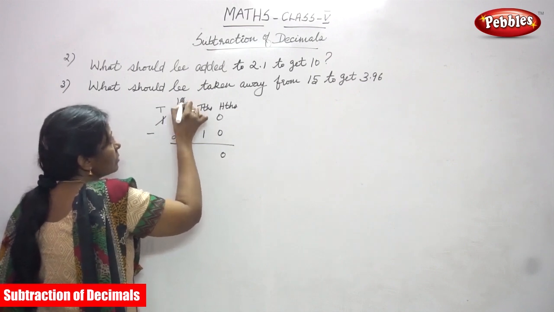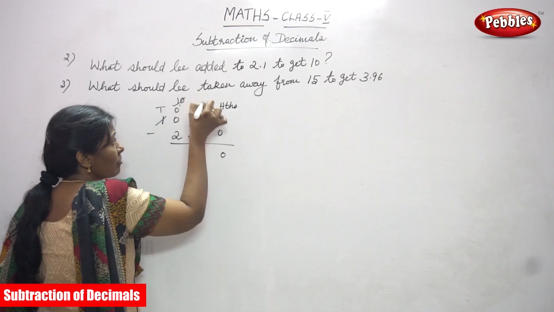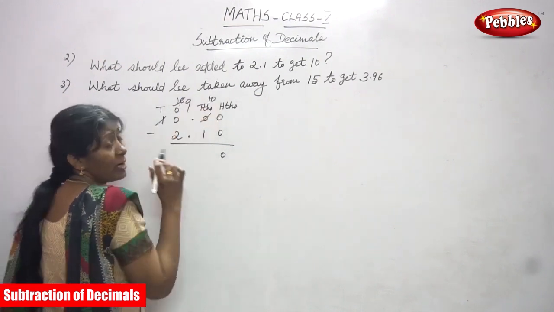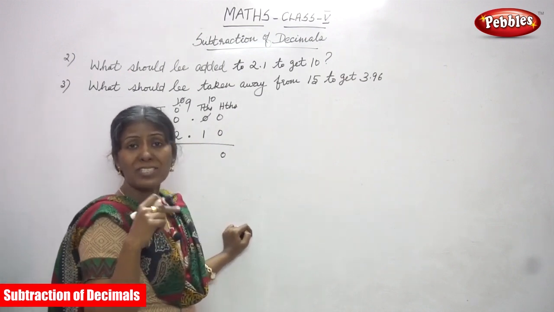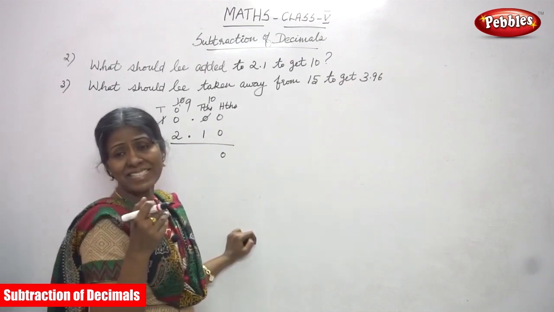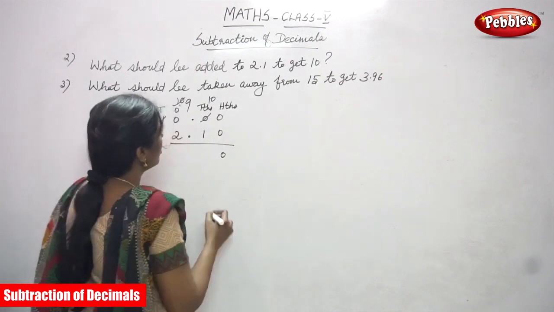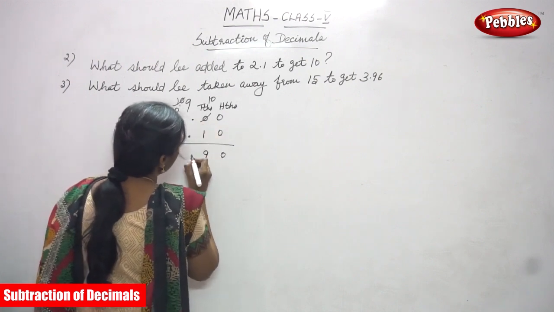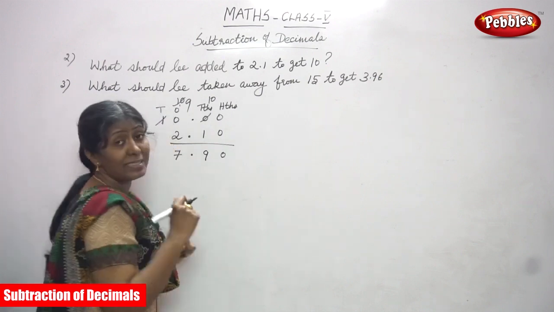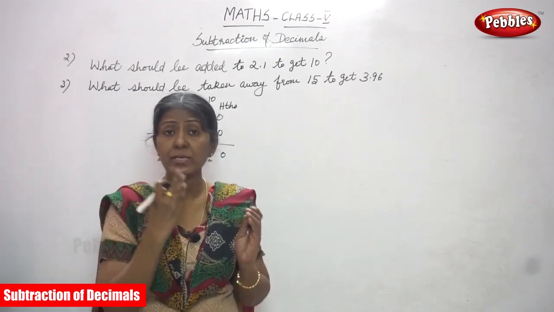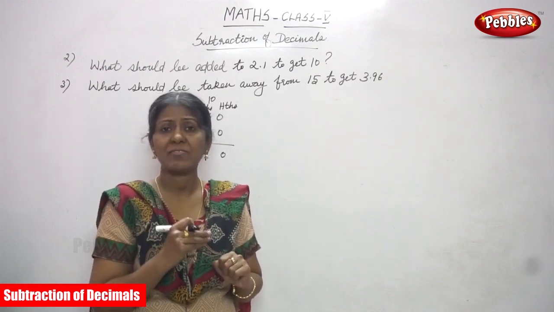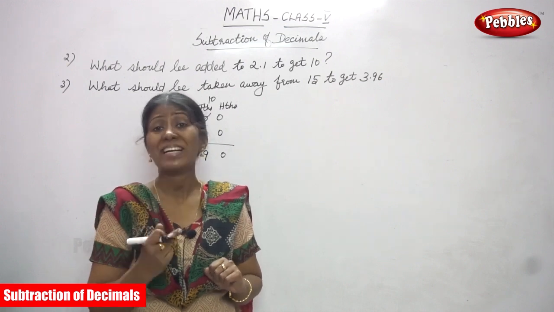Now you start borrowing from here. So this becomes 10 and this becomes 9, and this 1 becomes 0. So I just cancel it and put a 0. 10 minus 1 you get 9. Then 9 minus 2 you get 7. The 1 is cancelled because we are borrowing from the 1 in the 10's place value, so we are borrowing 1 ten.